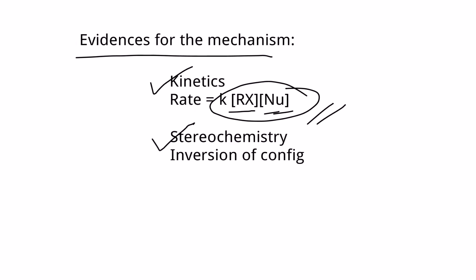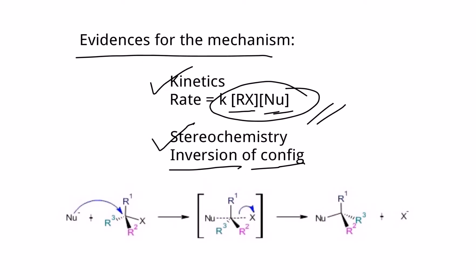The stereochemistry of the reaction also reflects an SN2 mechanism, wherein exclusively an inversion of configuration is seen at the carbon that is undergoing nucleophilic attack. Both these evidences reflect a mechanism which is single step and in which the nucleophile attacks from the rear so as to lead to the formation of a product which has an inverted configuration.